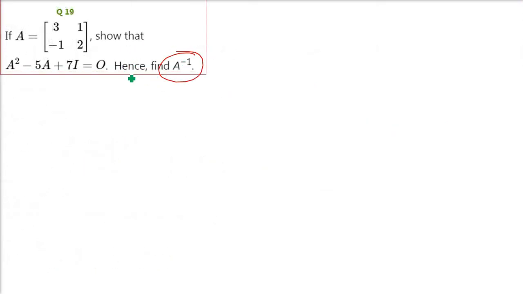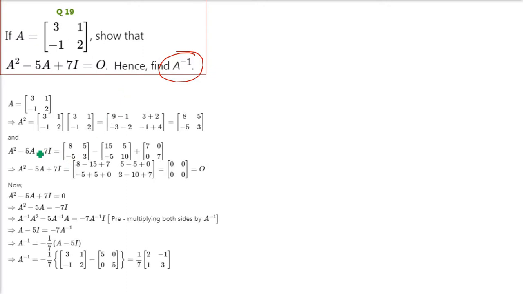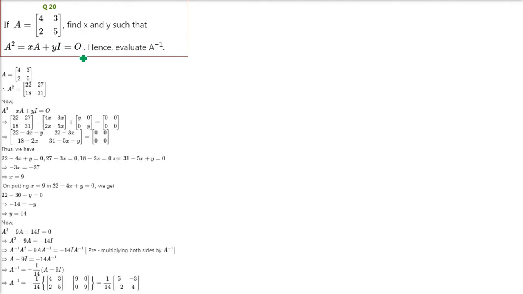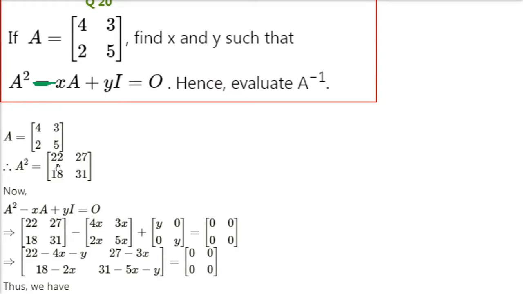Same thing here, exactly the same thing. First you have to satisfy, then find the A inverse. Here also the same thing, but only one aspect here is x and y we have to find out before we go ahead and find out the A inverse. The equation, or the equality, is a square minus x into a plus y into I equals 0. So first we have to find out x and y, put it in this equation, then we'll go for the next step, which is finding out the A inverse. So I'll show it to you here only.